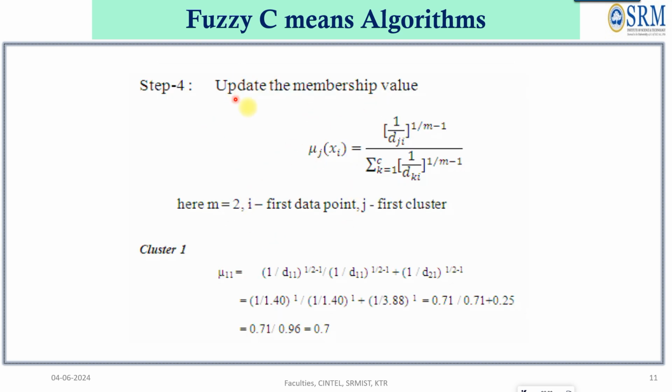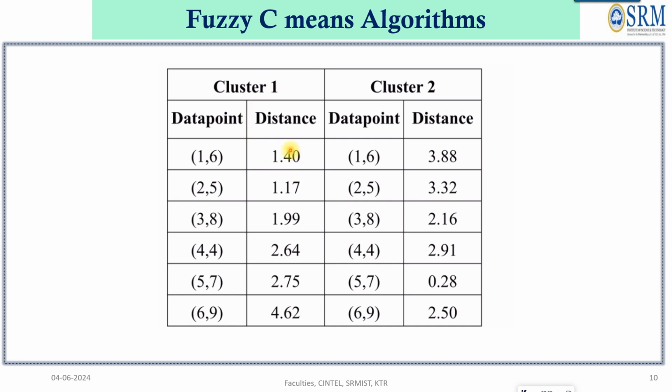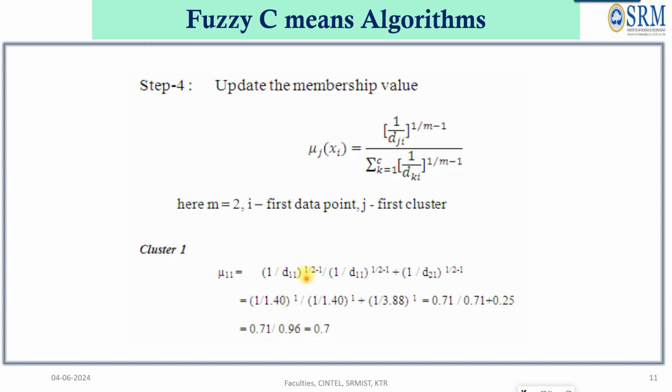Now we can update the membership value based on the observed distance value. How do you update the membership value? It is nothing but 1 by the distance value whole power 1 by m minus 1. We know that we assigned m is equal to 2. So i and j: i is the first data point and j is the first cluster, right? For each and every cluster, simply substitute the value and compute the distance. So for mu 1 comma 1, for the first membership value, 1 divided by d11, that is the first cluster first data point distance, first cluster second data point distance, first cluster till the last data point distance. D11 1 by 2 minus 1 divided by d11 1 by 2 minus 1. Likewise, you just simply substitute the values, you will be getting 0.7.